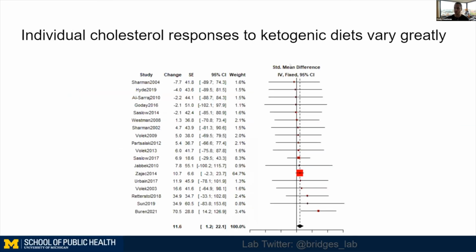Our lab has recently performed a meta-analysis of studies where individuals were placed on a ketogenic diet, as demonstrated here by this forest plot. We can see that cholesterol response varies pretty greatly across individuals. For some people, cholesterol may drop significantly, and for others, it may increase significantly. And this is in the face of weight loss for most of these studies.